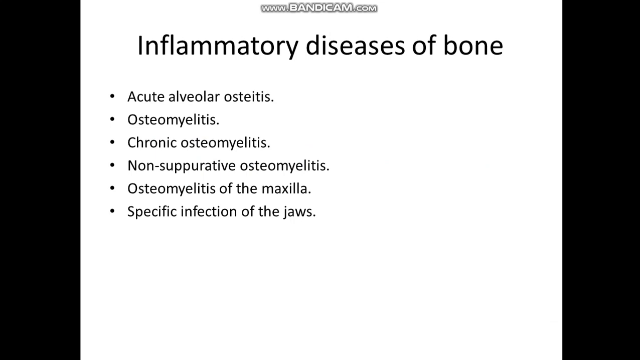And this is due to involvement of the medullary spaces, and this is due to the development of an inflammatory bone disease. The inflammatory diseases of bone include acute irregular osteitis, osteomyelitis and their types: acute osteomyelitis, chronic osteomyelitis, non-suppurative osteomyelitis, osteomyelitis of the maxilla, which is more commonly seen in children, and there is specific infection of the jaws. Actually, these are osteomyelitis, but with different causative microorganisms.